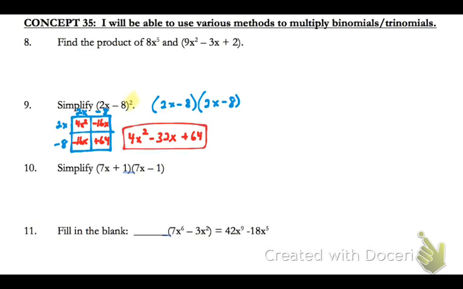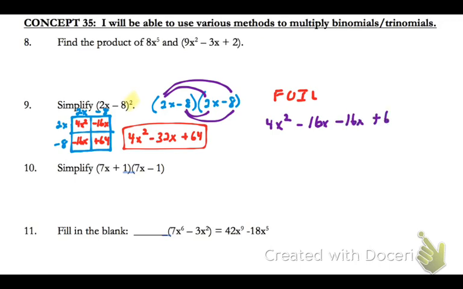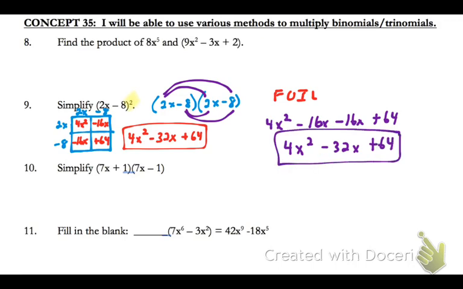Another way of doing the problem is to use FOIL. Going back to what I wrote: first times first, outside times outside, inside times inside, last times last. It can be the same method. So first times first, 2x times 2x, 4x squared. Outside times outside, 2x times the negative 8 is negative 16x. Inside times inside, negative 8 times 2x is negative 16x. And last times last, negative 8 times negative 8, positive 64. Again, combining like terms, we get the same answer. Very good.